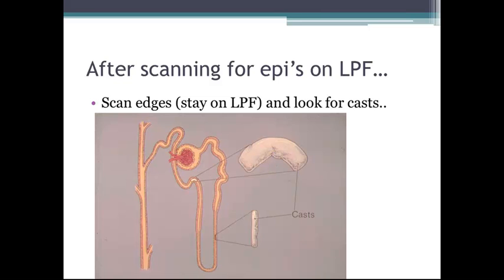After scanning for epithelial cells, so squamous epithelials, we then scan the edges on low power field for casts, and these are typically the 2 elements that we look at on high power field. Casts can either be straight or curved depending on where they developed in the renal tubules.